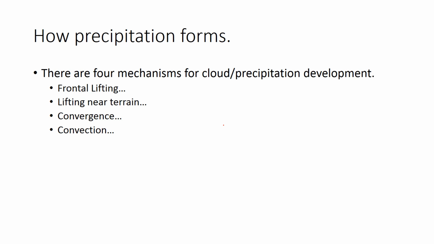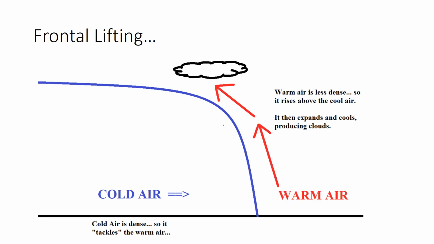Well, there are actually 4 things that do it. And the 4 things are frontal lifting, lifting near terrain, convergence, and convection. And we're mainly going to focus on the first 2 today, but the other 2 also are pretty important and pretty cool if you ask me. So let's do it. First, let's talk about frontal lifting.